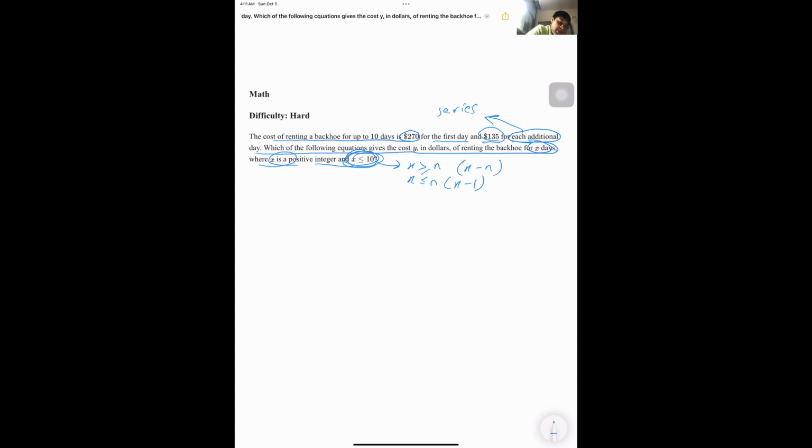So the equation would be a plus (x minus 1)d, because it is less than or equal to 10. The first day is 270, which is a, and d is 135, so 270 plus 135(x minus 1), which gives 270 plus 135x minus 135, which is 135x plus 135. So this is the equation they're asking for.